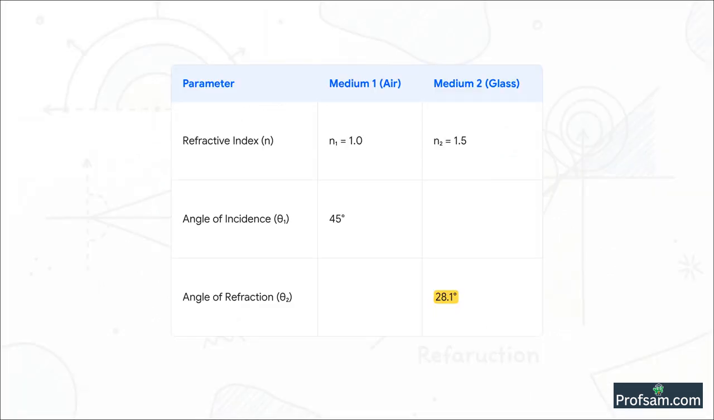Okay, let's put some quick numbers on this so it becomes crystal clear. Let's say light is going from air into glass at an angle of 45 degrees. We just plug the values into Snell's law. 1.0 for air times sine of 45 equals 1.5 for glass times sine of theta 2. You do the calculation, and you find the new angle is just 28.1 degrees. See? The light bent towards normal, exactly like we predicted.